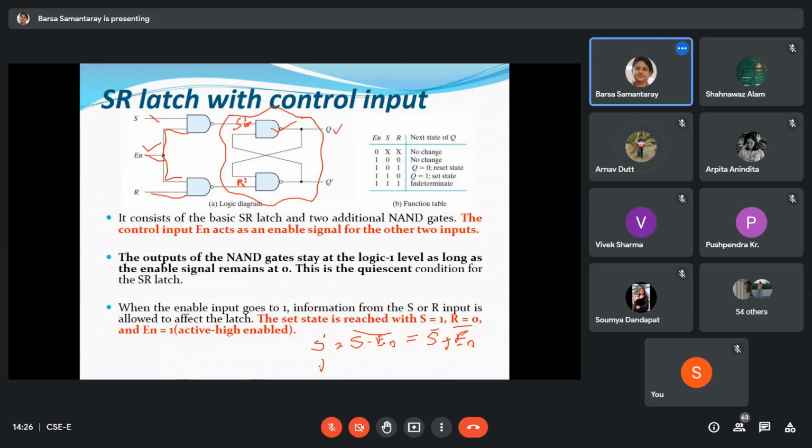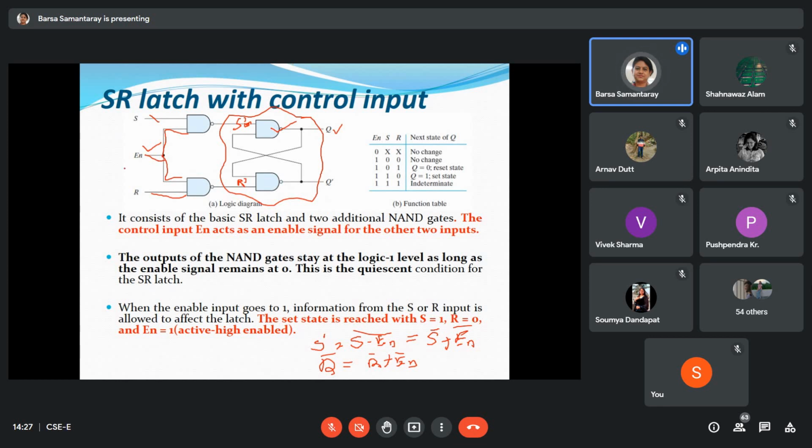Yes, ma'am. Then how will R bar come? Accordingly, this is the concept of R bar plus En bar. Yes or no? According to De Morgan's law, we are putting that.